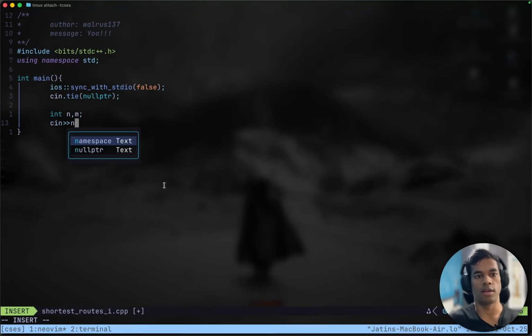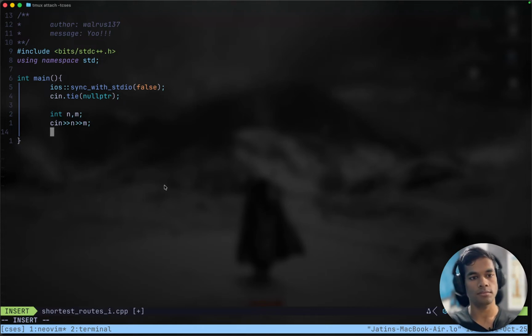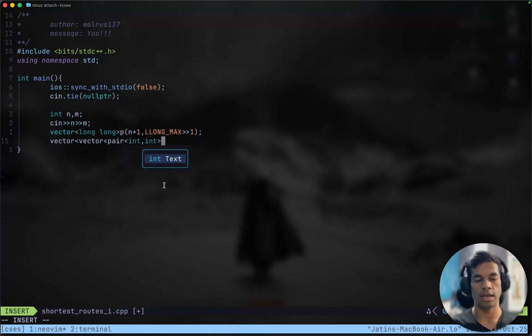Int n, m. And I don't think we will need to call a function. We can have our priority queue run dry. Vector long p, which will have n plus 1 things, initialized to long max right shifted by 1, and vector of pair int adj of size n plus 1.